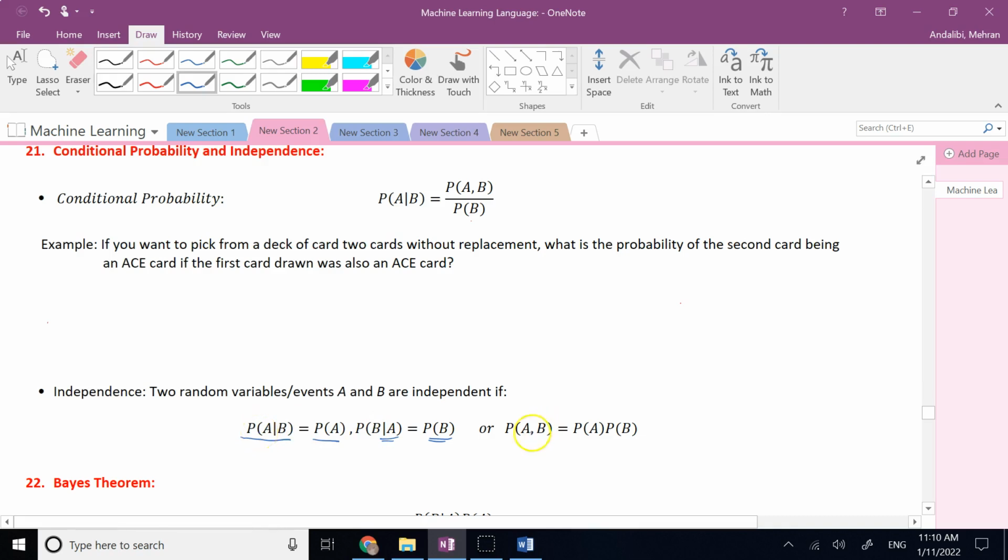Or you can say P of A and B is the product of the two. Because if you go up here and say this is just the same as P of A, and you cross multiply, you see P of A and B is P of B times P of A.